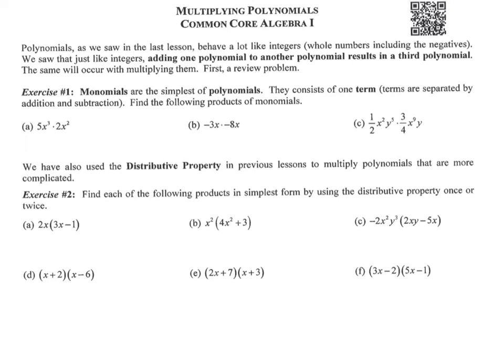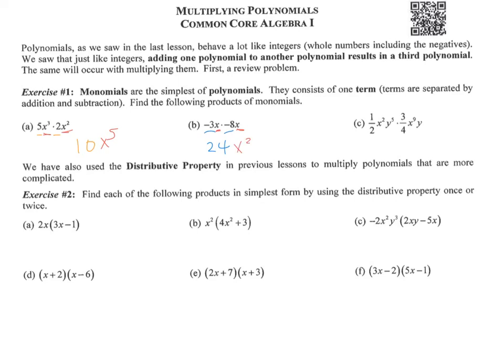When you multiply, we take our 5 times our 2, which makes 10. But then I have x to the third and x to the second, which becomes x to the fifth. Remember, when you multiply something with the same base, you are adding the exponents. So look at the next one. -3 times -8 becomes positive 24. Then I have 1x, and 1x becomes x squared.